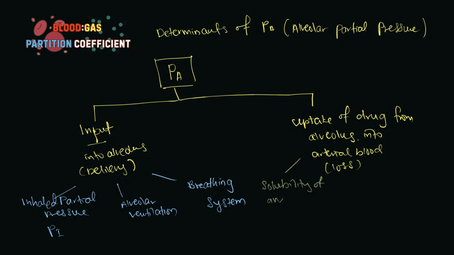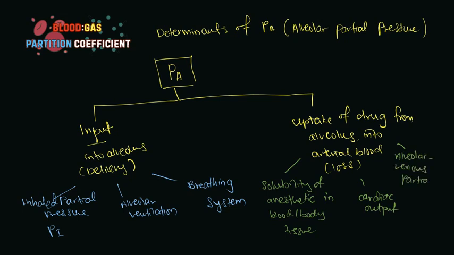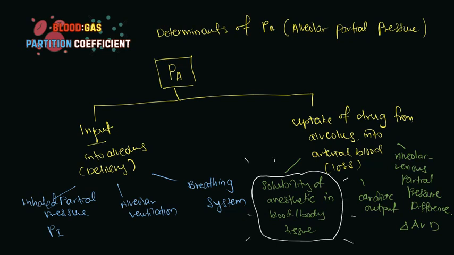Meanwhile, the loss of alveolar partial pressure, which is the uptake of drug from the alveolus into the blood, is affected by the solubility of anesthetic in blood, the cardiac output, as well as the alveolar-venous partial pressure difference. But in this video, we are going to talk primarily about the solubility of anesthetic in blood, which is the whole concept of blood gas partition coefficient.